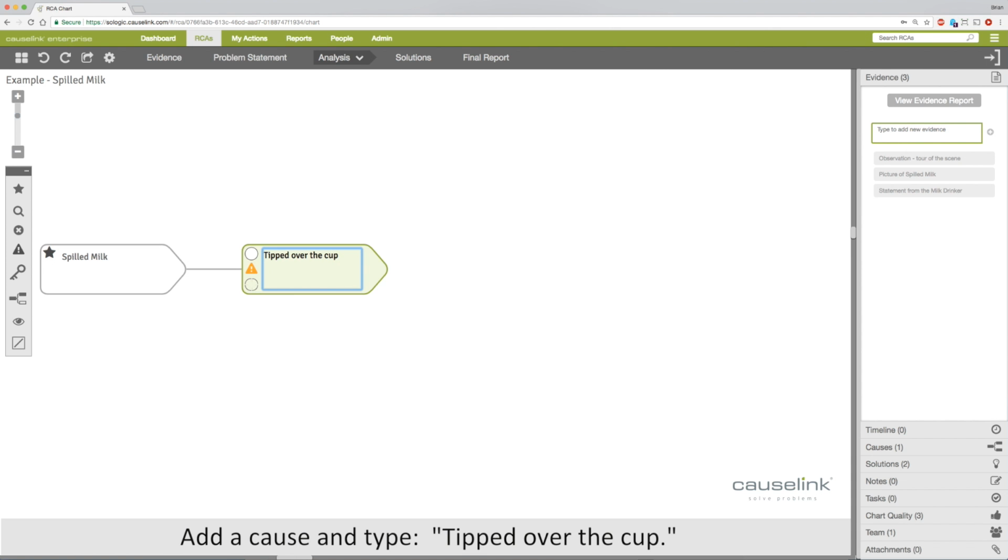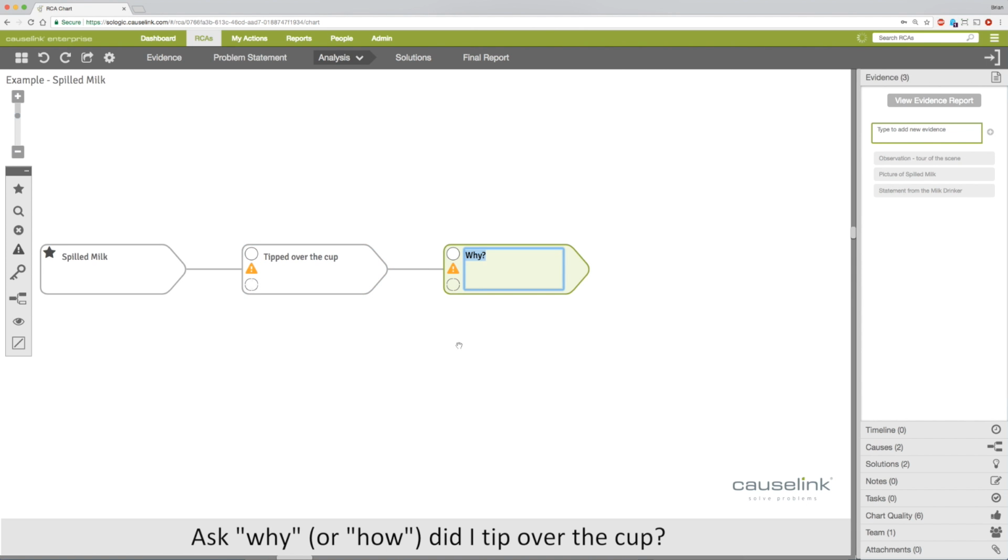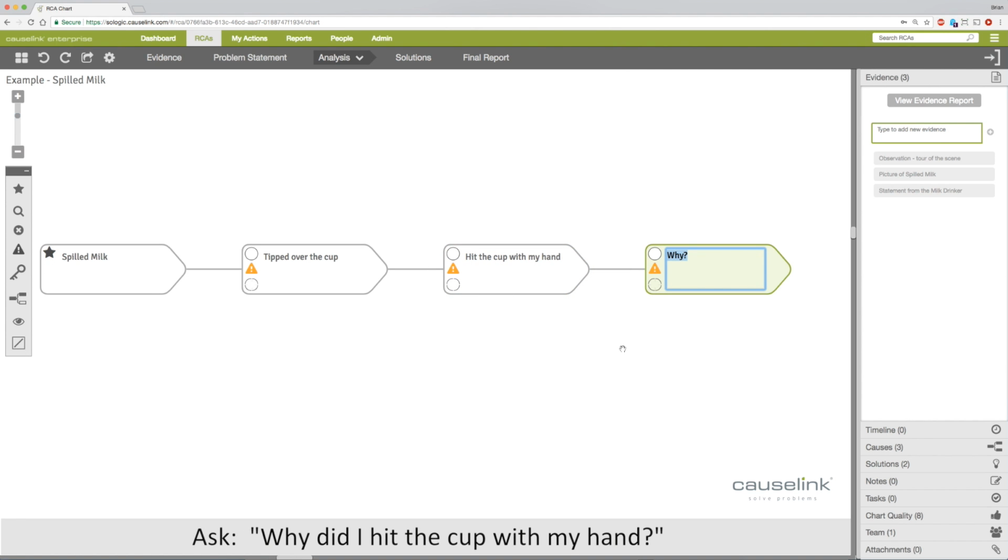Now do it again, only this time ask why or how did I tip over the cup? Because I hit the cup with my hand. And now do it a third time. Why did I hit the cup with my hand? Because I was reaching for my phone.